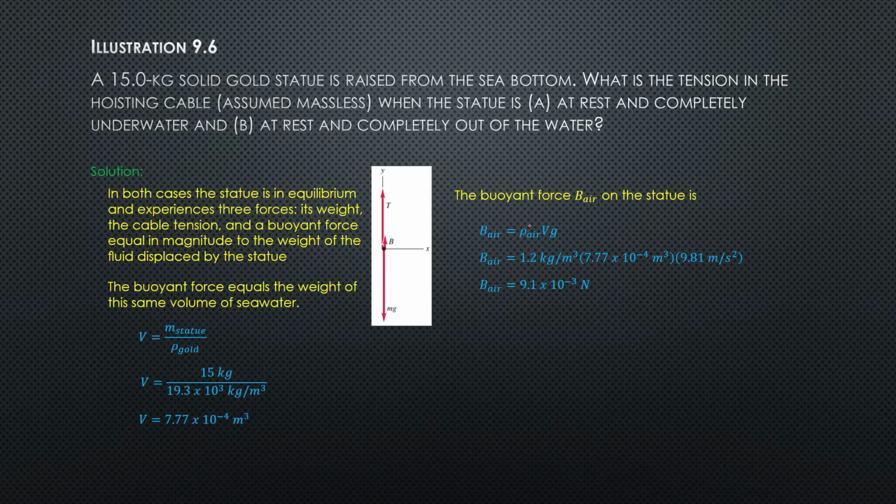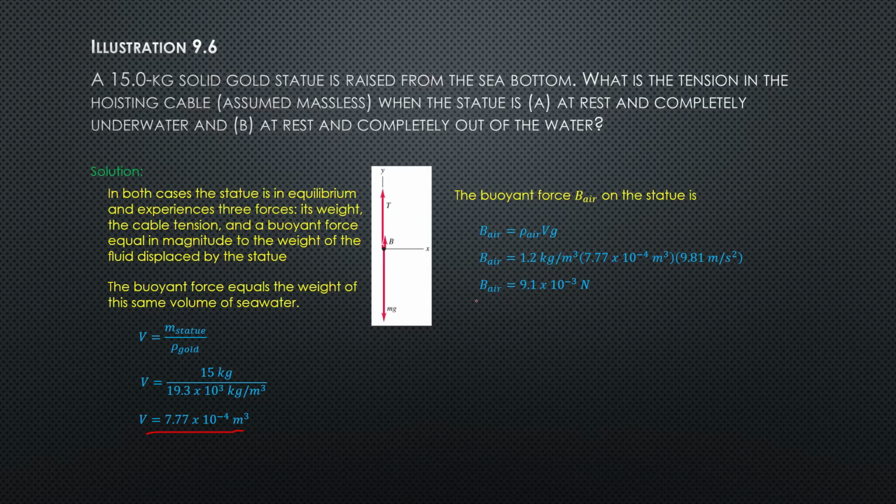Mass multiplied by acceleration due to gravity, or simply weight, right? So mass is density multiplied by volume. So the density of air is 1.2 kilograms per cubic meter multiplied by the volume. Okay, and this gives us 7.77 times 10 negative 4 cubic meter multiplied by acceleration due to gravity, and the buoyant force on air is 9.1 millinewton.